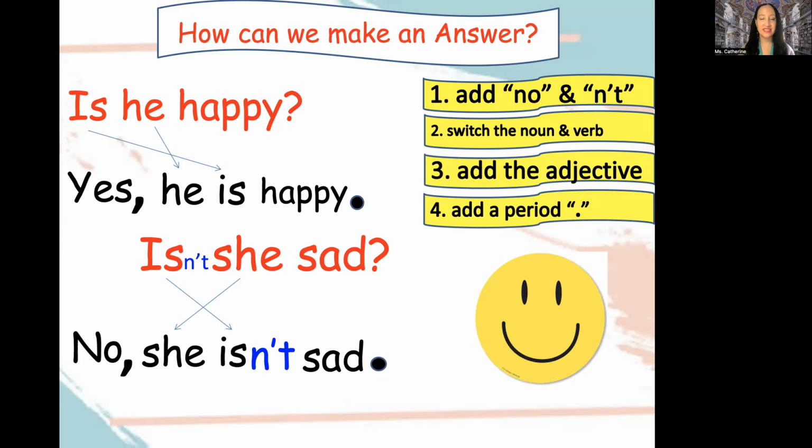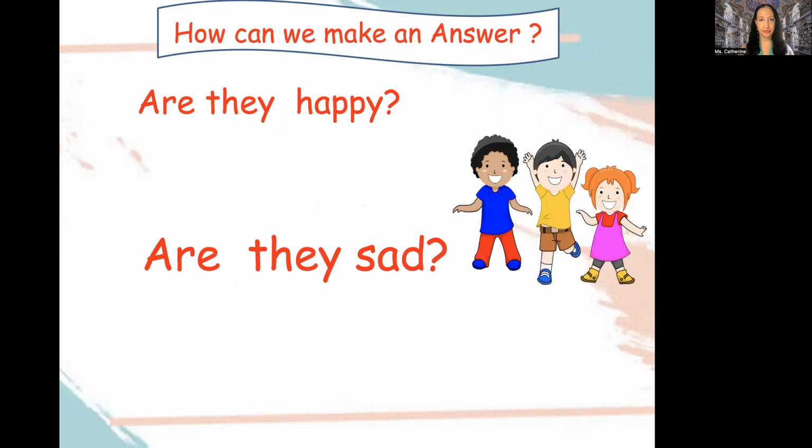No, she isn't sad. Let's practice this. No, she isn't sad. Okay. What is the long form for isn't? Correct, is not. You're doing a fantastic job. I know these can be tricky. Okay, how can we make an answer here? Now, I'll give you 30 seconds, okay? You figure these out. Make an answer. Are they happy? Are they sad? Now, we can say yes or we can say no. Let's see how you do.